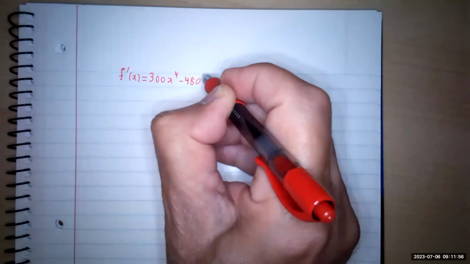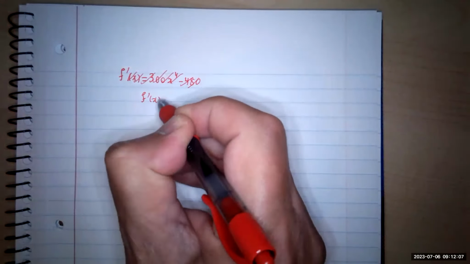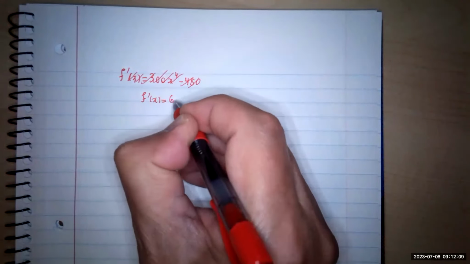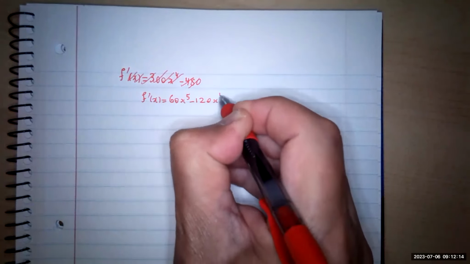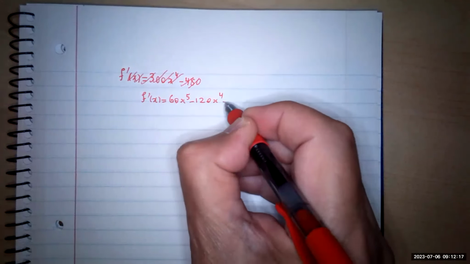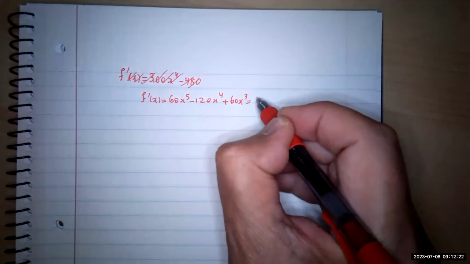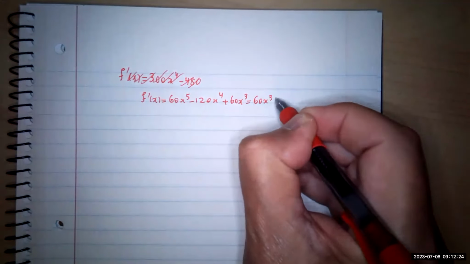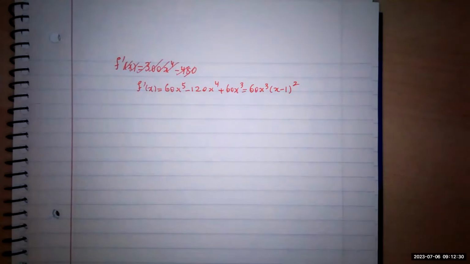I'm sorry, where is the f prime? I think f prime is this one, yes: 60x to the 5th minus 120x to the 4th plus 60x cubed. Remember, we factor it out, and that was the one: 60x cubed times (x minus 1) all squared. We factor it in this form. That would help us to determine the sign of the f prime.